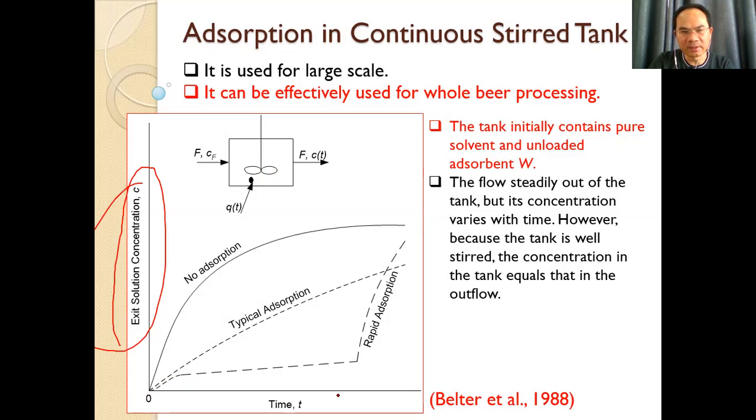What does it mean? After that, the rapid increase of concentration means there is no adsorption. Why is there no adsorption? Because the adsorbent is already in equilibrium with the solute. If it is in equilibrium, the adsorbent cannot be used further. To fix it, you have to regenerate the adsorbent and then adsorb again. And the typical adsorption looks like this.